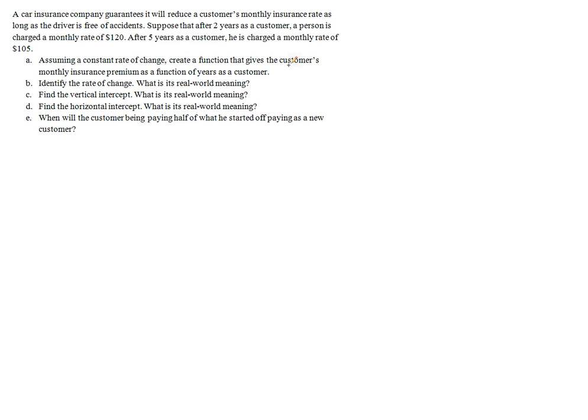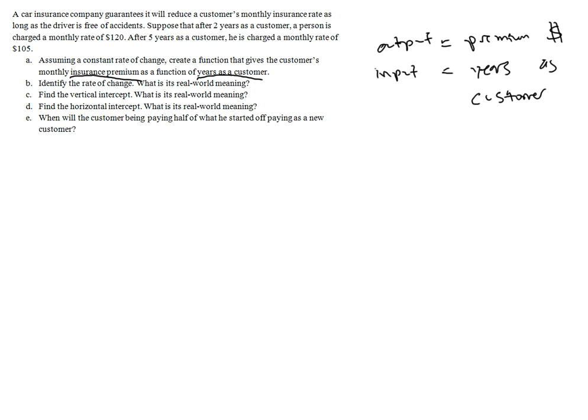Here we want to create a function that gives the customer's monthly insurance premium, which is measured in dollars, as a function of years as a customer. So we have output is premium, which is in dollars, and input is the years as a customer. So our rate of change units will be dollars per year.